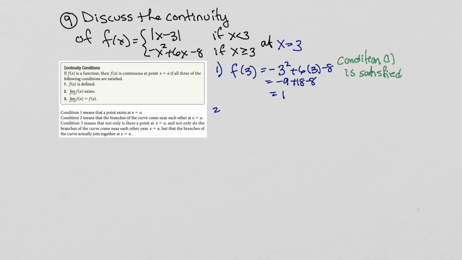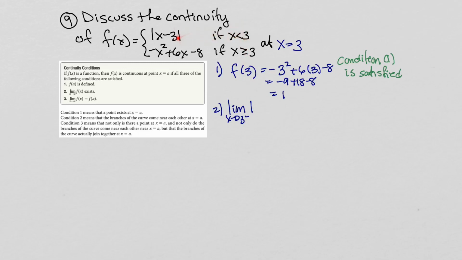Let's check condition 2 now. What we're looking for is the limit of this function as we approach 3. Let's look at what happens as we approach from the left, and then what happens as we approach from the right. So what is the limit as x approaches 3 from the left of f of x? As we approach from the left, we're below 3, so we're going to use this piece of the function right here.